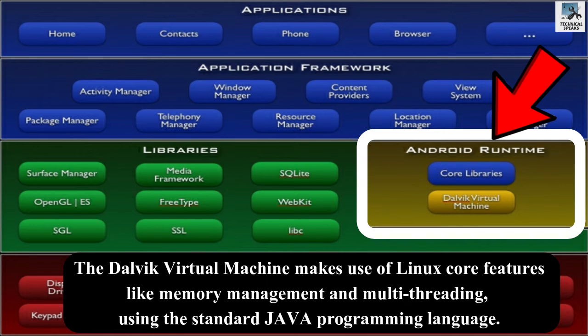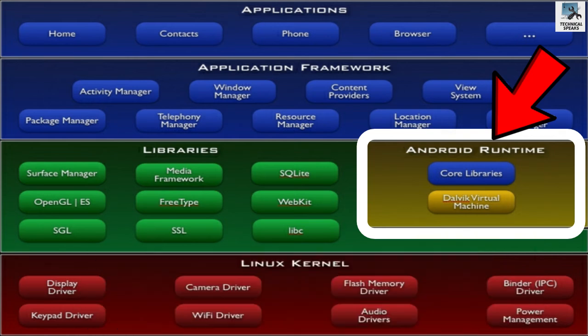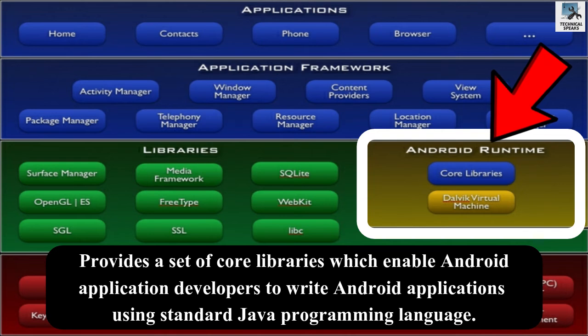The Dalvik virtual machine makes use of Linux core features like memory management and multi-threading, using the standard Java programming language. The Dalvik virtual machine enables every Android application to run in its own process with its own instance of the Dalvik virtual machine. Also, the Android Runtime provides a set of core libraries which enable Android application developers to write Android applications using the standard Java programming language.